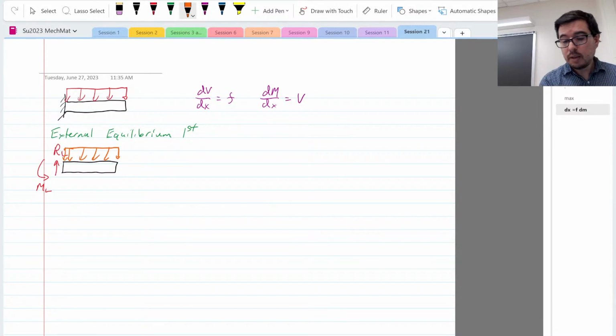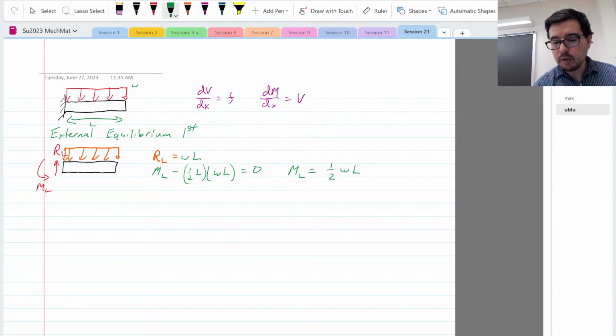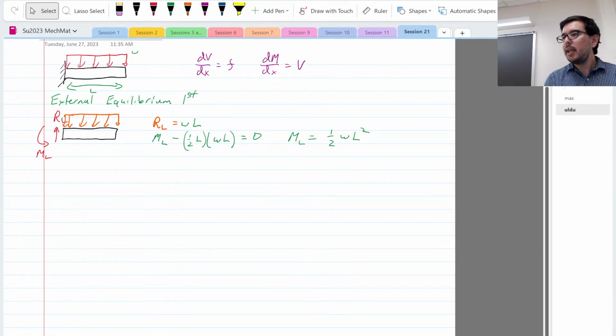All right. So when I'm doing the external equilibrium, RL is going to be equal to whatever this is, W, this is L, so it's just going to be equal to WL. And when I do my ML, that's positive, and then I've got minus the 1/2 L times the WL, so ML is going to be equal to 1/2 WL squared. So now we've done external equilibrium. That was pretty painless, not too bad.